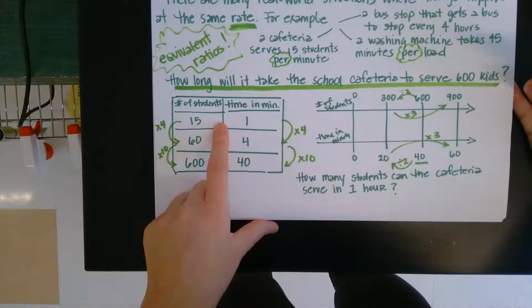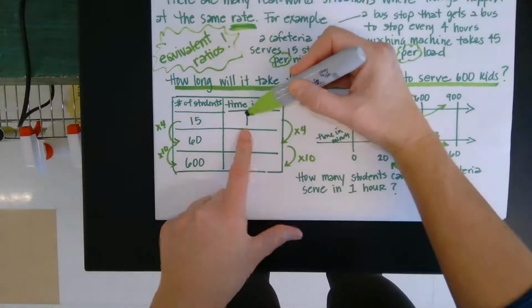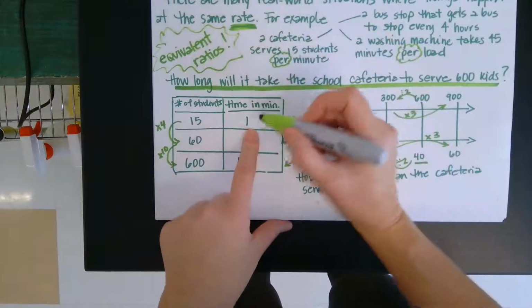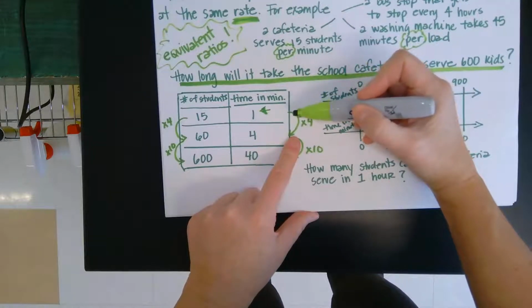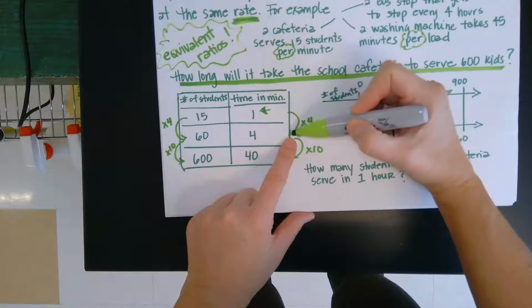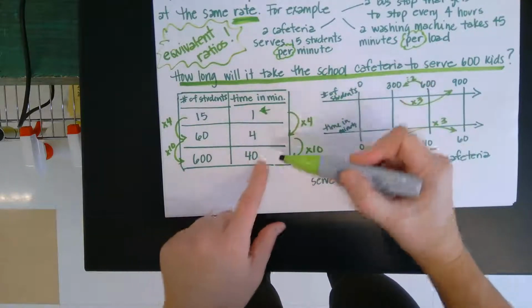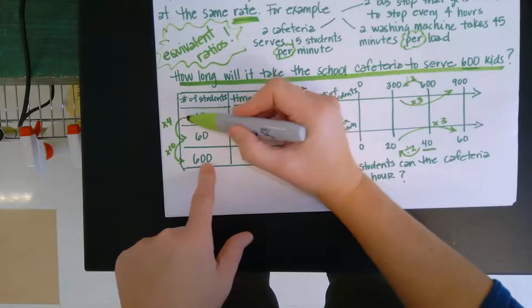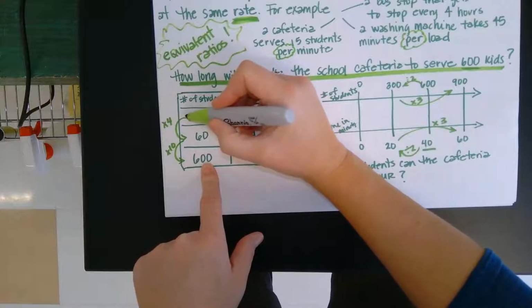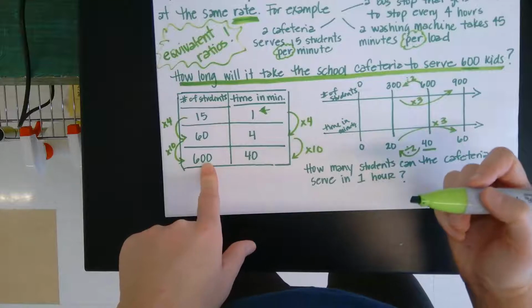In my table, I have my 15 students every 1 minute. And so I'm going to use that rate, that unit rate. It's a unit rate because of that 1 right here. I'm going to use this unit rate to answer this question. So to figure out how many students are served in 4 minutes, I could multiply by 4, and then I get 60. And the reason I did that is because I want to figure out how to get to 600. And I could just multiply 15 times 40 here to get to 600.